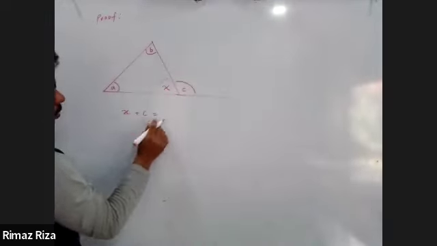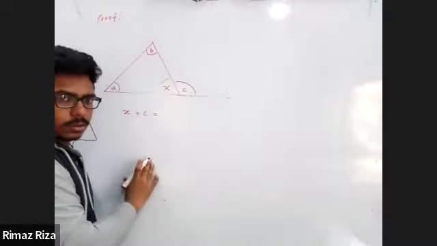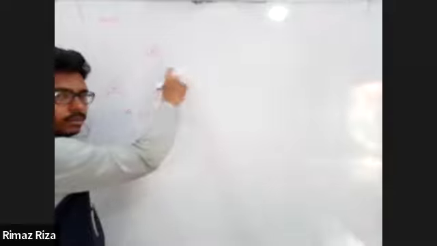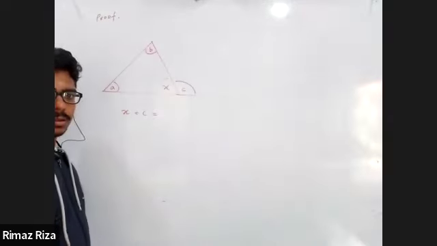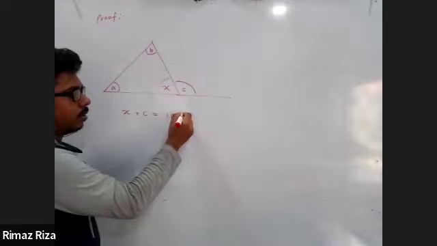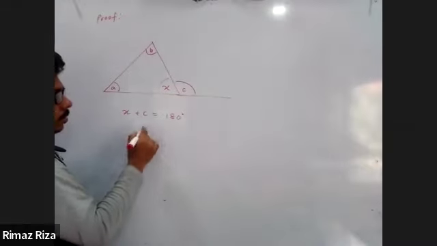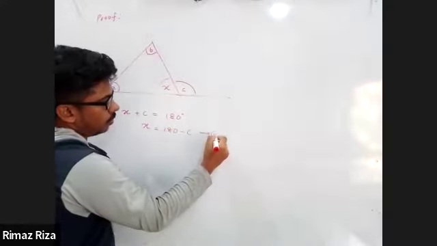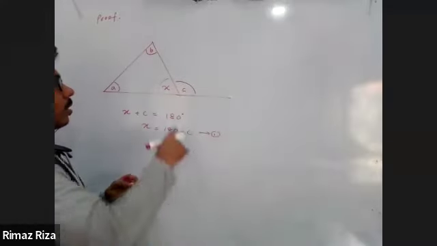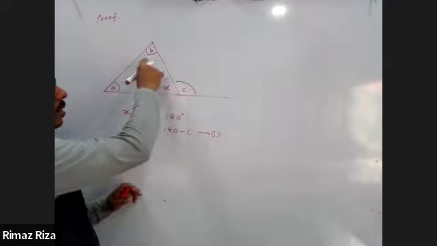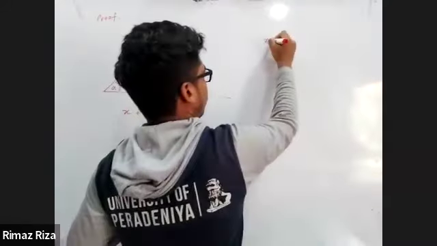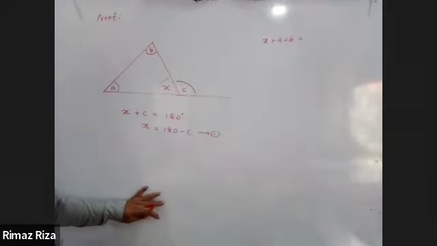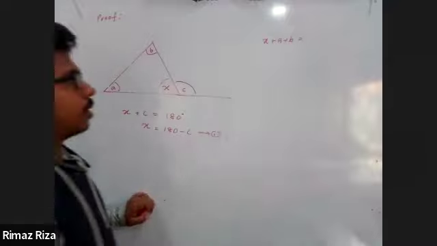So X plus C is equal to what? It's a straight line, angle of a straight line: 180. Angle of a straight line is 180. Therefore, X equals 180 minus C. This is equation 1. Okay, and then I can write the sum of total interior angles: X plus A plus B equals what? This equals 180.